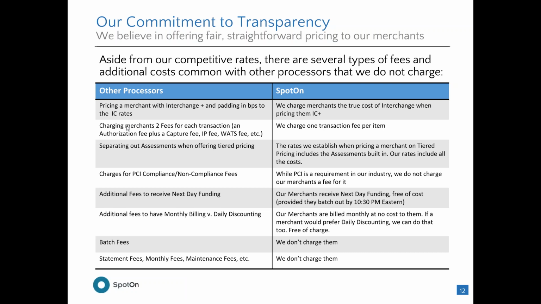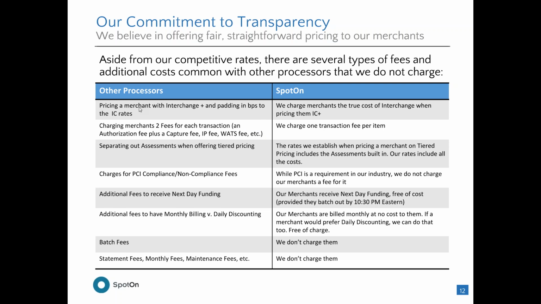Also, you might see things on statements where a merchant is paying 2 transaction fees. They're each titled something different, but they're both essentially transaction fees. You might see one called an authorization fee and a capture fee, or an IP fee, or a Watts fee, et cetera. They're all just different names for a transaction fee. So many processors will have 2. We just have the 1.